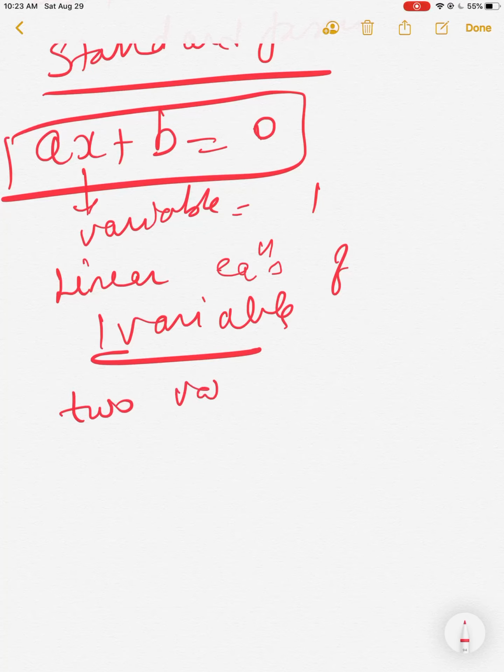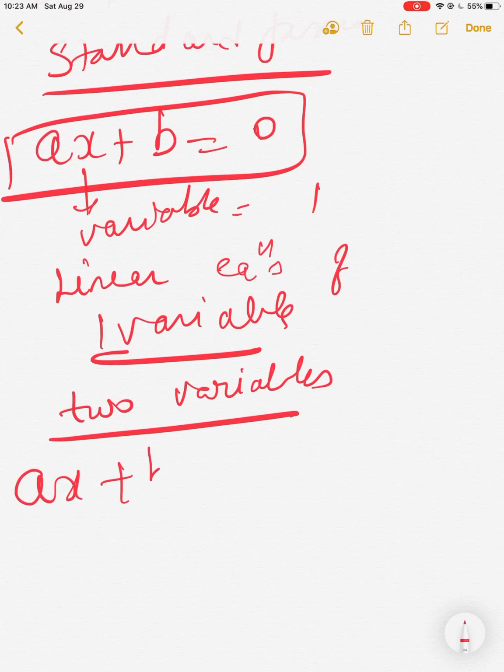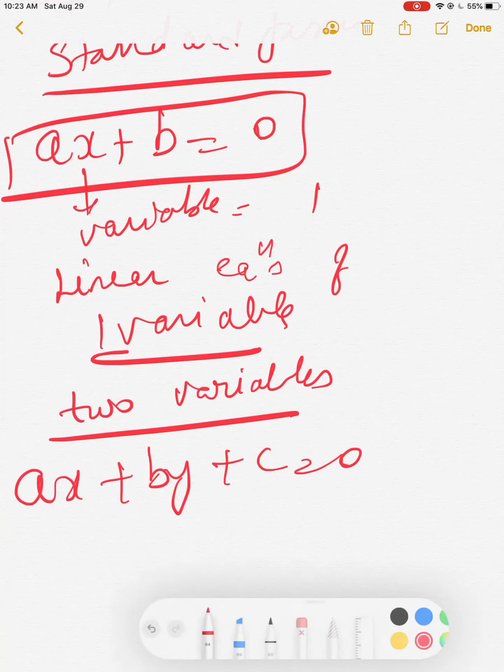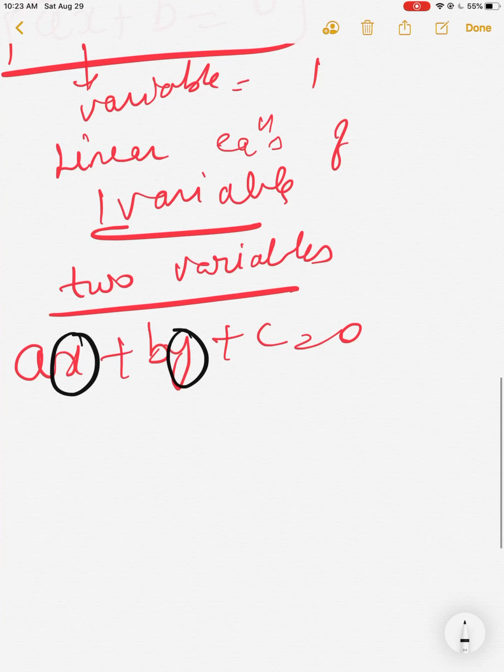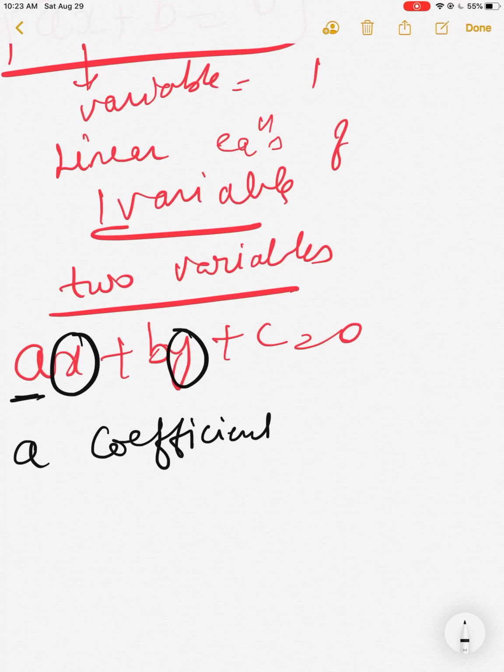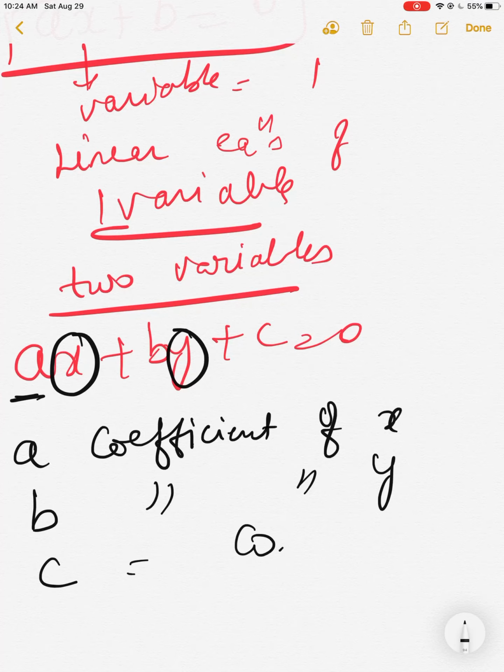Two alphabets will be used. So that is why it is called that. What is the general form? ax plus by plus c is equal to 0. Here x is a variable, y is a variable. Two alphabets are used. So that is why it is called that. Now what is a? a is the coefficient of x. We have already learnt what coefficients are in the second chapter. b is the coefficient of y and c is the constant term.